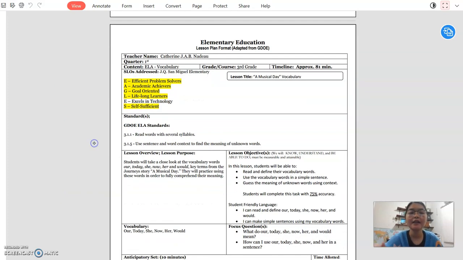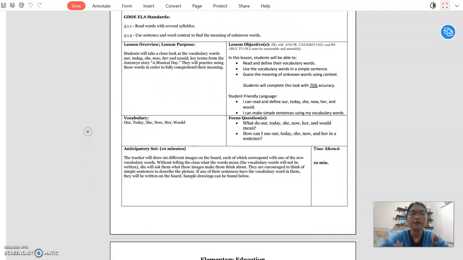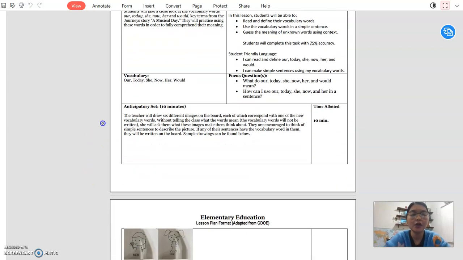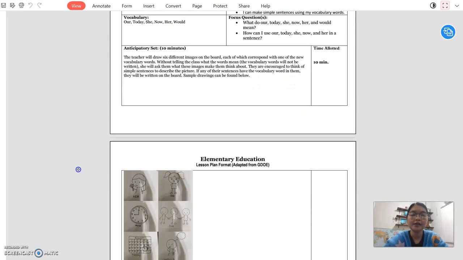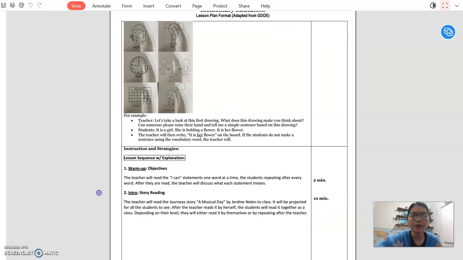My next lesson plan is on vocabulary. Specifically, this is for the story A Musical Day. So students will take a close look at the vocabulary words from this story. The vocabulary words here are our, today, she, now, her, and would. So for this anticipatory set, students call on their knowledge from the grammar lesson plan. So they create simple sentences based on the pictures that I show them. So this not only activates their prior knowledge, but their visual spatial intelligence as well.